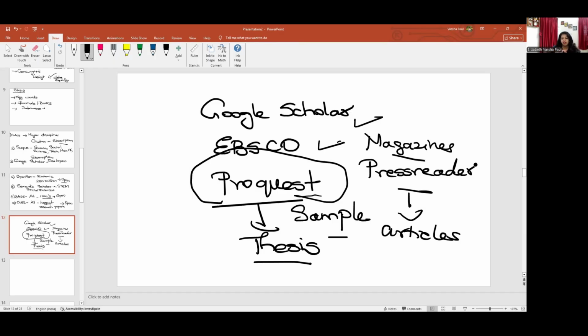So this is just to give you an example of the databases that I personally used. You see, according to your discipline, your domain, which area suits you better.